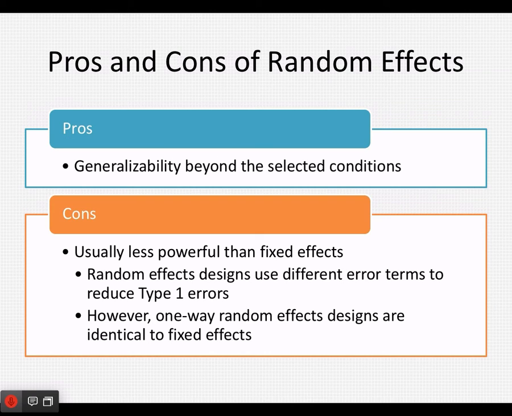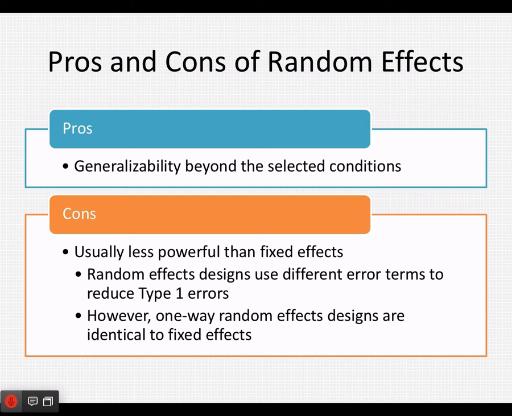And here are some pros and cons. The main pro is generalizability beyond the selected conditions. And these are some cons. It's usually less powerful. Random effect designs use different error terms to reduce type 1 errors. However, one-way random effect designs are identical to fixed effects.